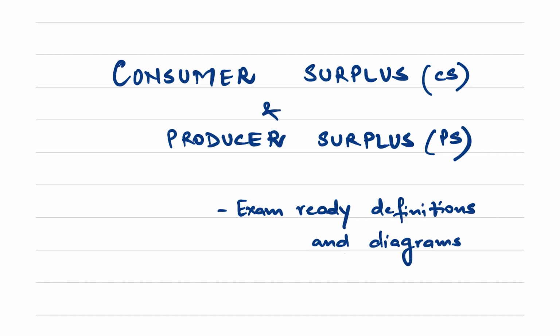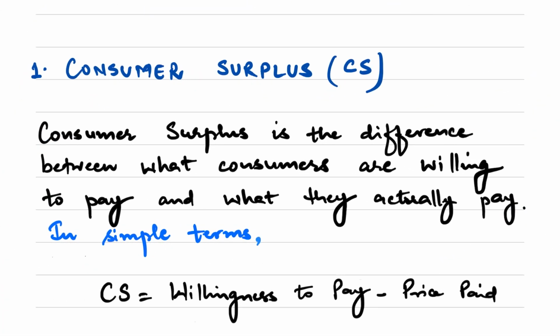Consumer surplus and producer surplus look simple, but most students don't really understand them. And in exams, this one diagram can earn you easy marks. Let's break it down, starting with consumer surplus.